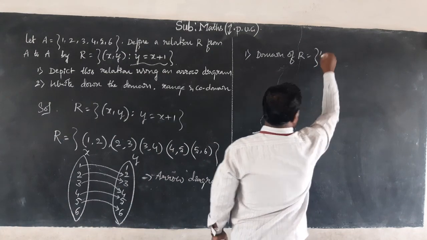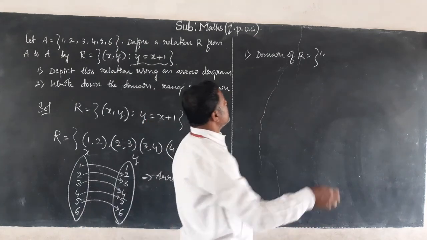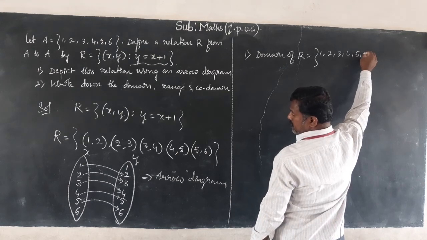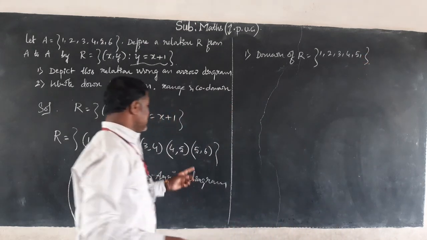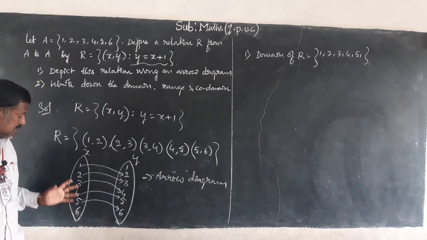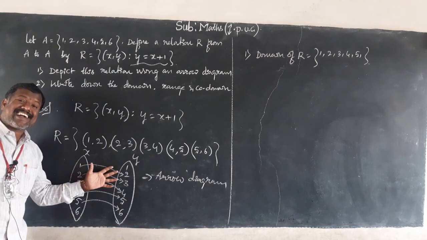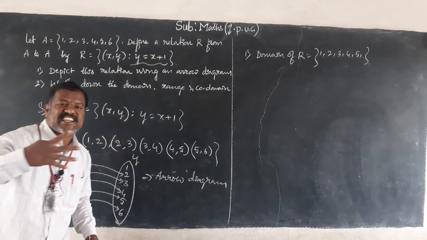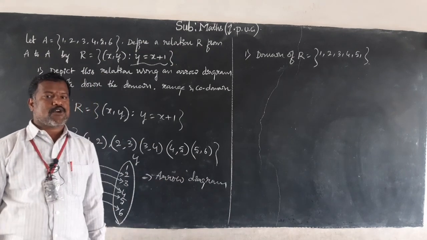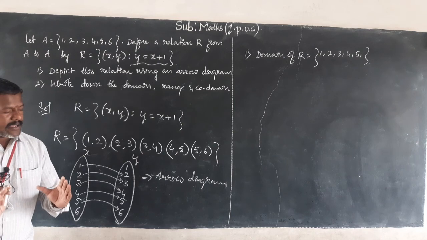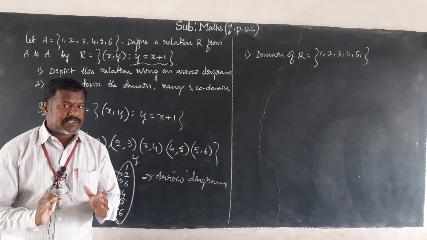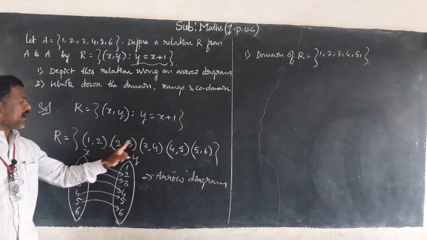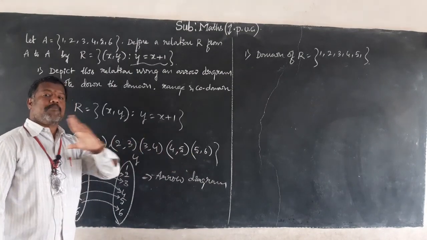Here domain elements are 1 2 3 4 5. Enough. We should not take 6. 6 is not a domain element. That's why I am telling that the connective elements of first set to second set we called as domain elements. Or in a relation R, the ordered pair's first elements are called domain elements.